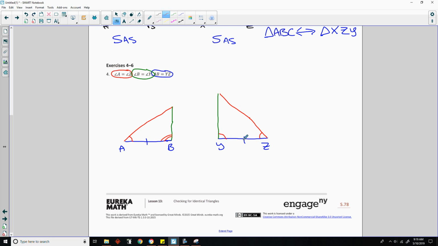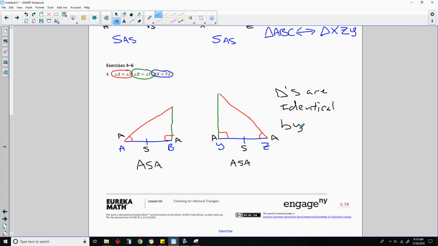So I could do that, or I told you they were going to be 90 degrees, so I drew 90 degree angles, so that's also a congruence marker. So there we have it. There's our two triangles, and I have an angle, I have a side, and I have an angle, and the side's included, so that's ASA. Over here I have an angle, a side, and an angle, the side's included, that's ASA. So the triangles are identical by ASA.